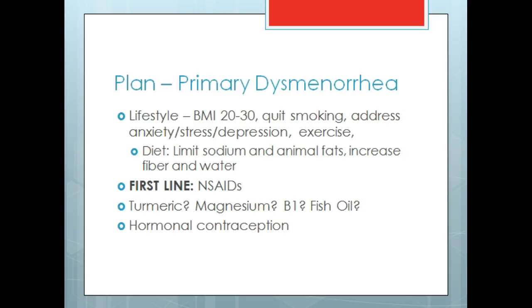Depo and Nexplanon also seem to be good options. Not a lot of research on that, but it makes sense if we're decreasing our bleeding in the first place, that it's also going to help with cramping. And then the Mirena. Mirena has about a 50% reduction for those reporting menstrual cramps with their periods.